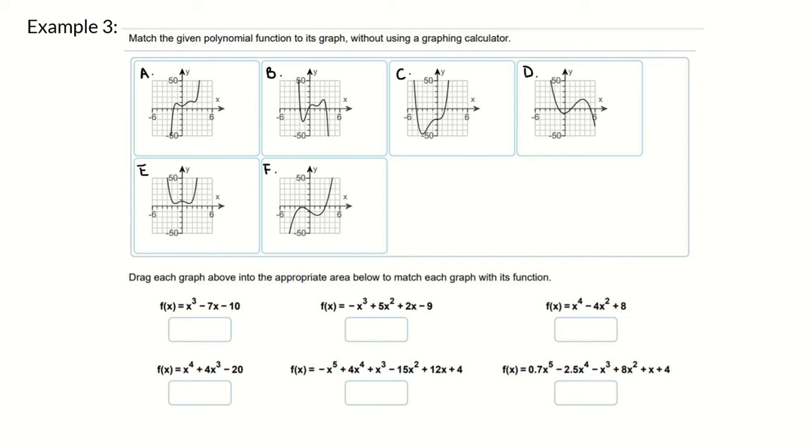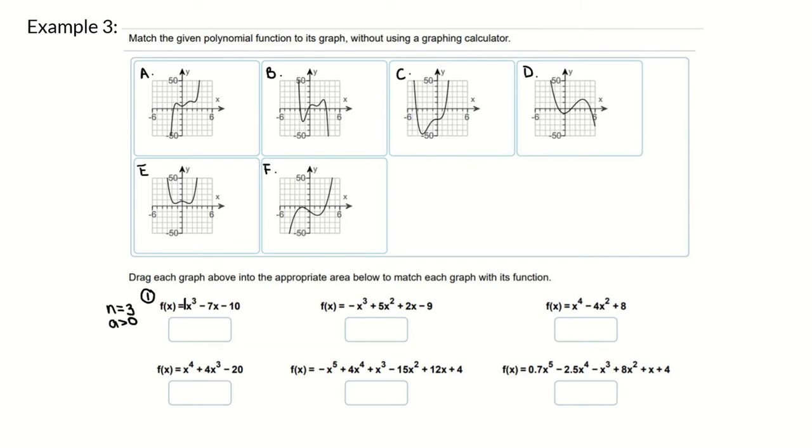So let's do another example with several graphs. We'll match the given polynomial function. So we have 6 possible polynomial functions to match to the correct graph, using information about end behavior and possibly plugging in points. This first function has degree 3, and the a value is the number in front of that degree term. The coefficient is 1, which is positive. So since the degree is 3, the ends are opposite, and since a is positive, the right end goes up.